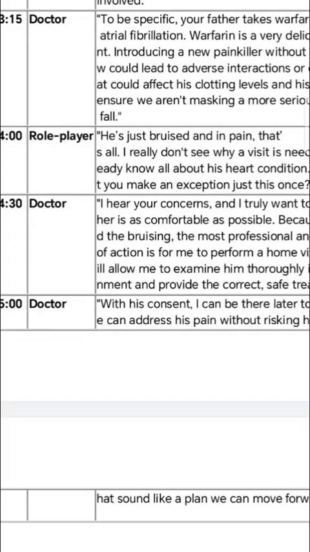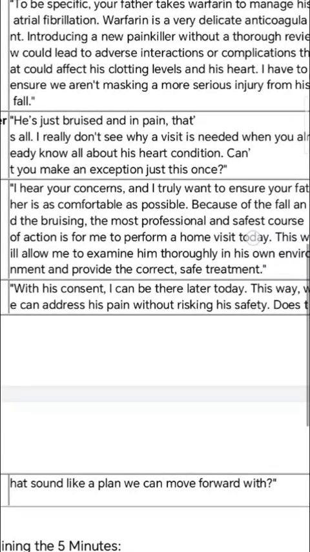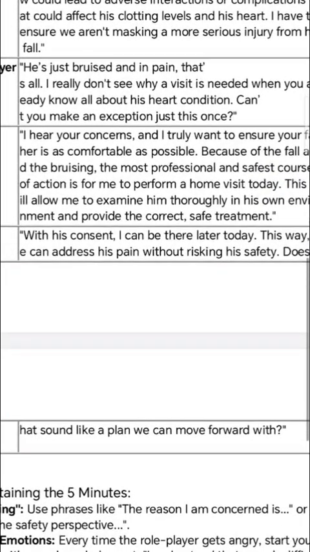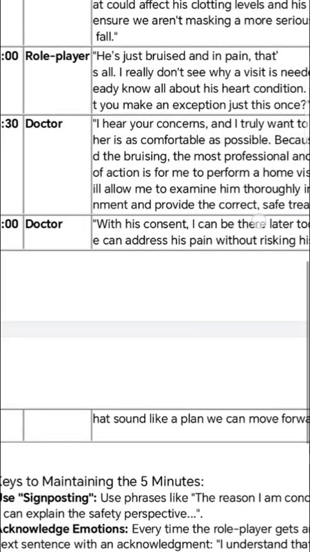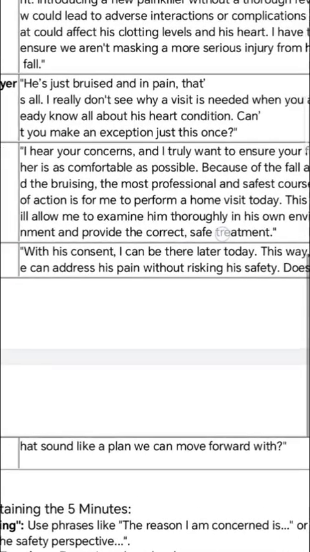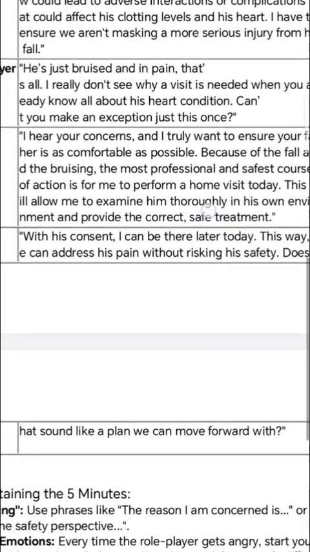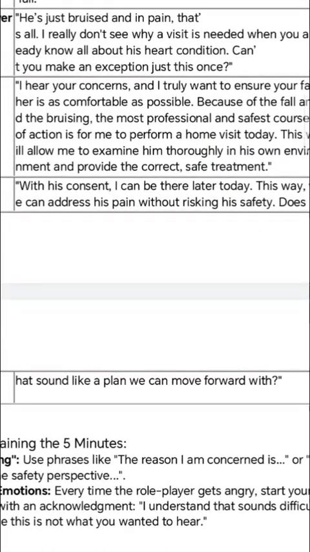And the role player will again say that he's just bruised and in pain. That's all. I really don't see why a visit is needed when you already know all about his heart condition. Can't you make an exception just this once? And then the doctor has to say: I hear your concern. I truly want to ensure your father is as comfortable as possible. Because of the fall and the bruising, the most professional and safest course of action is for me to perform a home visit today.